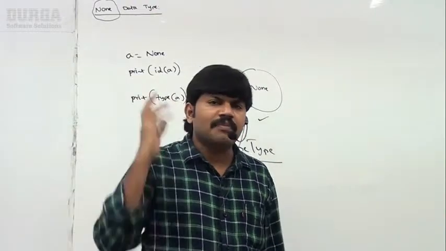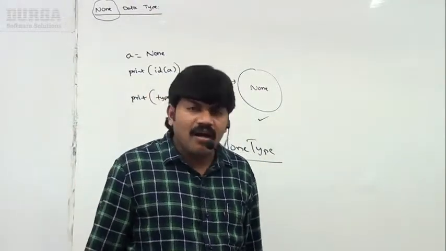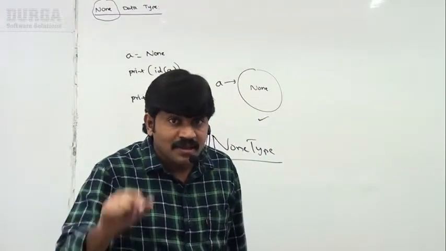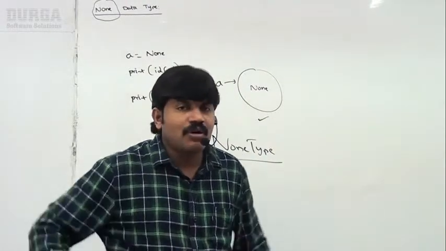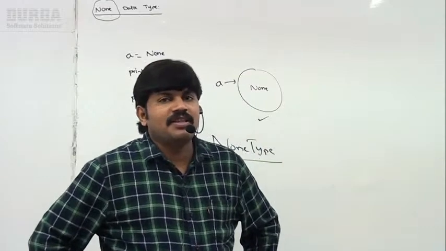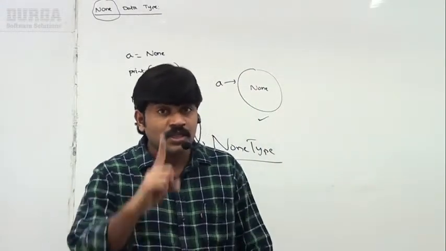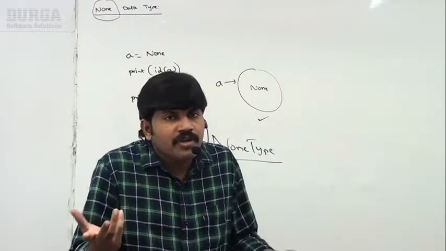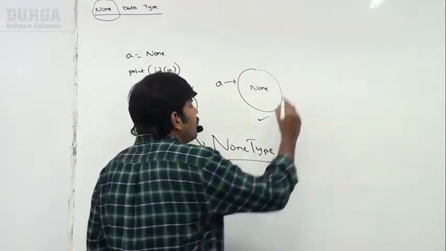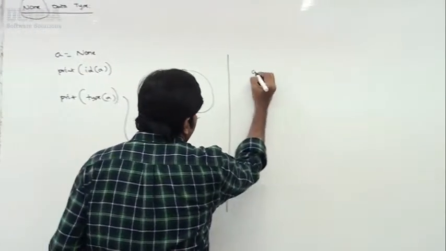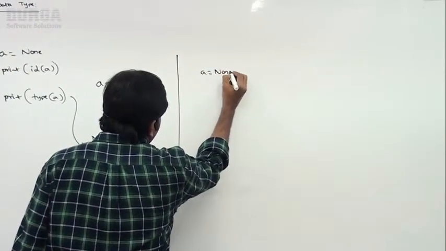If you are using None any number of times, all the references are pointing to the same object only. So how many None objects will be there inside Python? Inside the Python virtual machine or PVM, only one object is created. Where is the proof for that? Observe carefully. Have a look once. a is equal to None.